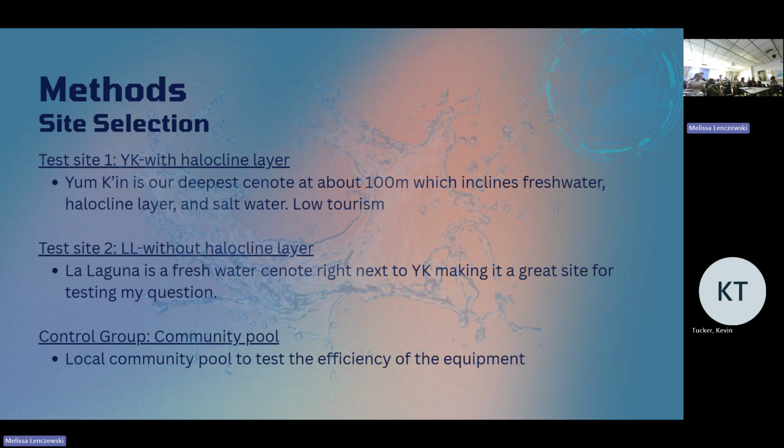My second site will be La Laguna, which doesn't have a halocline layer. This is all fresh water, and it's right next to the Yax Kin cenote, making it a great and convenient site for my question. My third will be a control group, a community pool, to test the efficiency of the equipment.